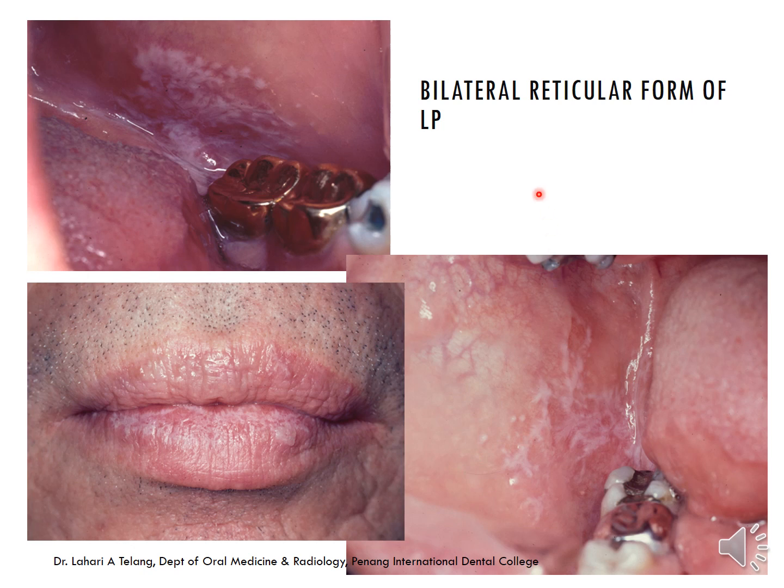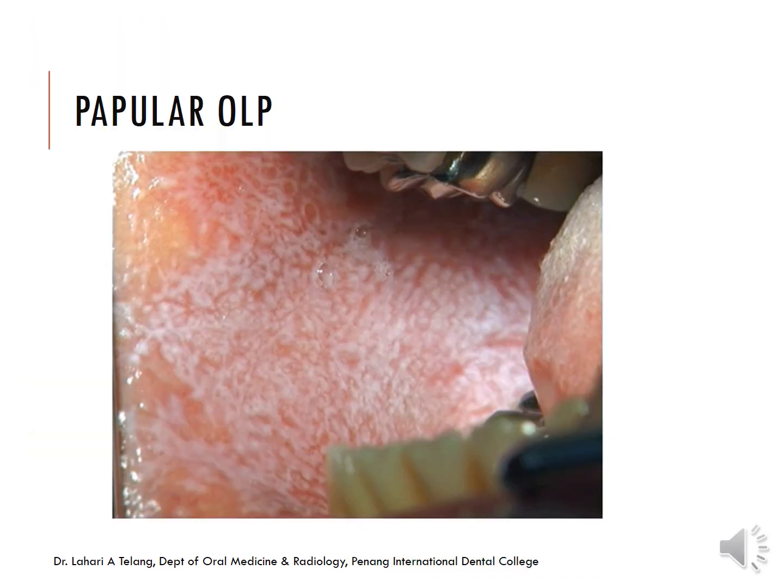Let's look at some pictures of how lichen planus appears in the oral cavity. This is a picture of a patient with bilateral reticular form of lichen planus. You can see the striae. You've learnt in year 3 that these are called Wickham striae. You can also see the reticular, lace-like pattern of white appearance on the lips of this patient. This is the papular form of oral lichen planus, where you see small white dot-like appearance, but somewhere here in the corner you see that there is also some sort of reticular network-like pattern.